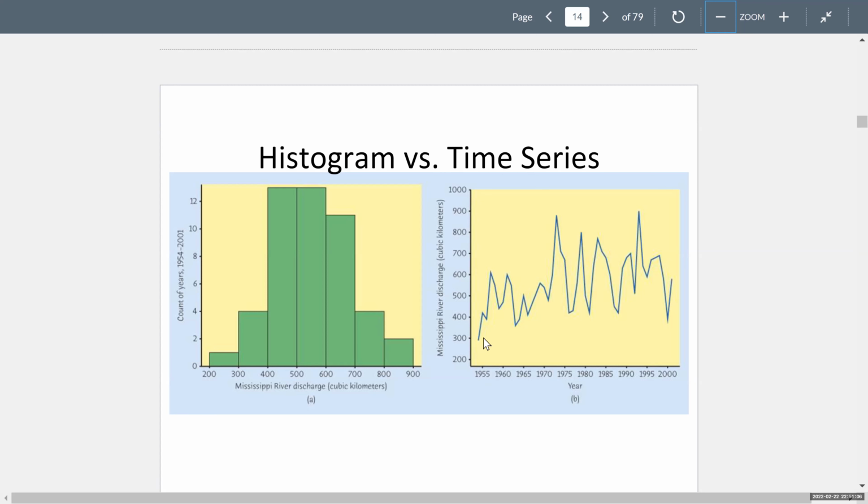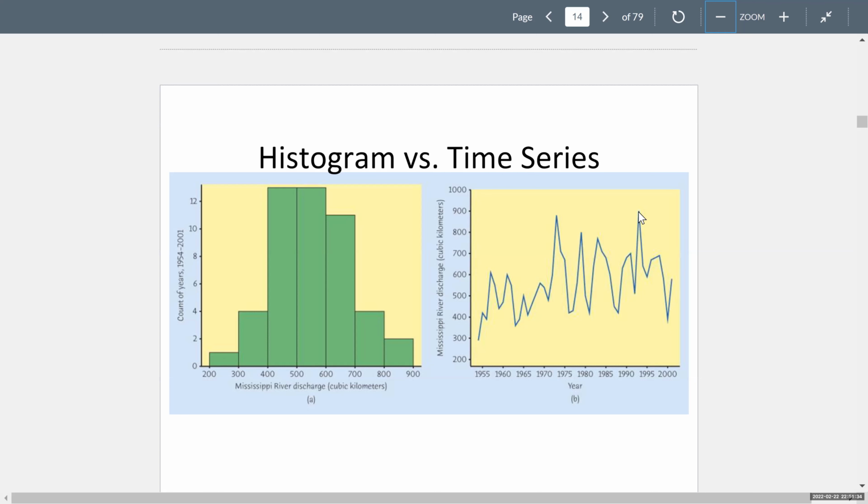All right, so some years we have lower amounts of river discharge, some years we have higher amounts of river discharge. And the reason we might look at a time plot is to see if there's a trend, right? Is it going up over time? Is it staying the same, or is it going down over time? Now on this graph, if we sort of squint at it, it might look like it's going up over time. We have to do an analysis in order to make that evaluation.